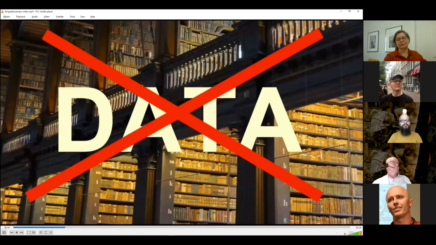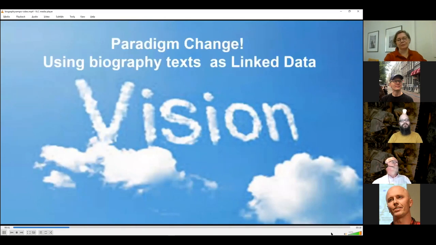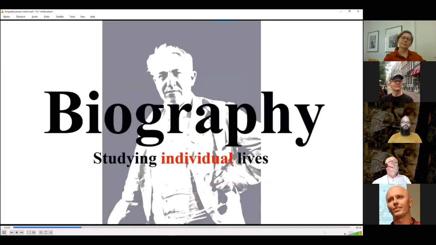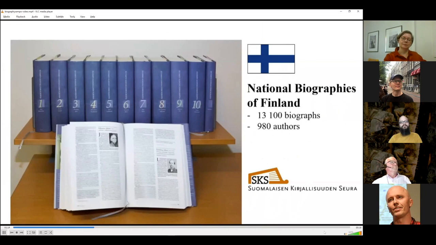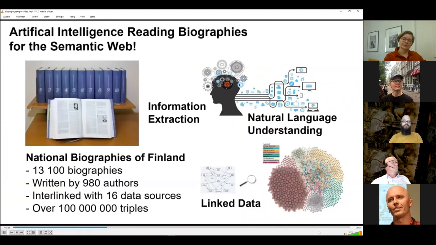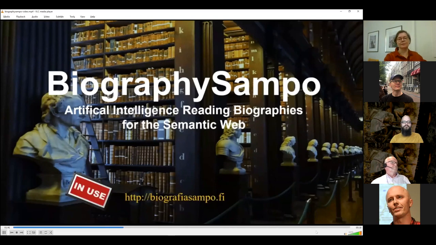Biography Sampo makes a paradigm shift in publishing and using biographical dictionaries on the web based on linked data. The idea is to provide the user with an enhanced reading experience of biographies by enriching contents with data linking and reasoning. In addition, versatile tooling for biographical research of individual persons as well as for prosopographical research on groups of people is provided. The system is based on a knowledge graph extracted automatically from a collection of 13,100 textual biographies written by 980 authors. The data was enriched with data linking to 16 external data sources, and by harvesting external collection data from libraries, museums, and archives. The portal was released in September 2018 for free public use and quickly attracted tens of thousands of end users.